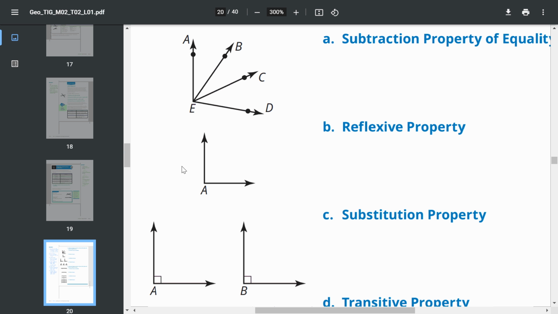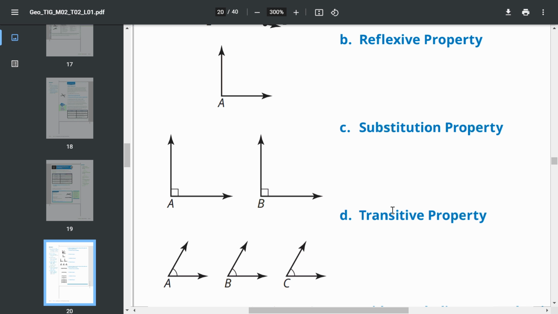Another example here, I'm going to refer to this angle with the letter A, and we're going to use the reflexive property. Remember that the reflexive property just means that everything is equal to itself. So taking into account this angle and applying the reflexive property, we could say that angle A is equal to angle A.